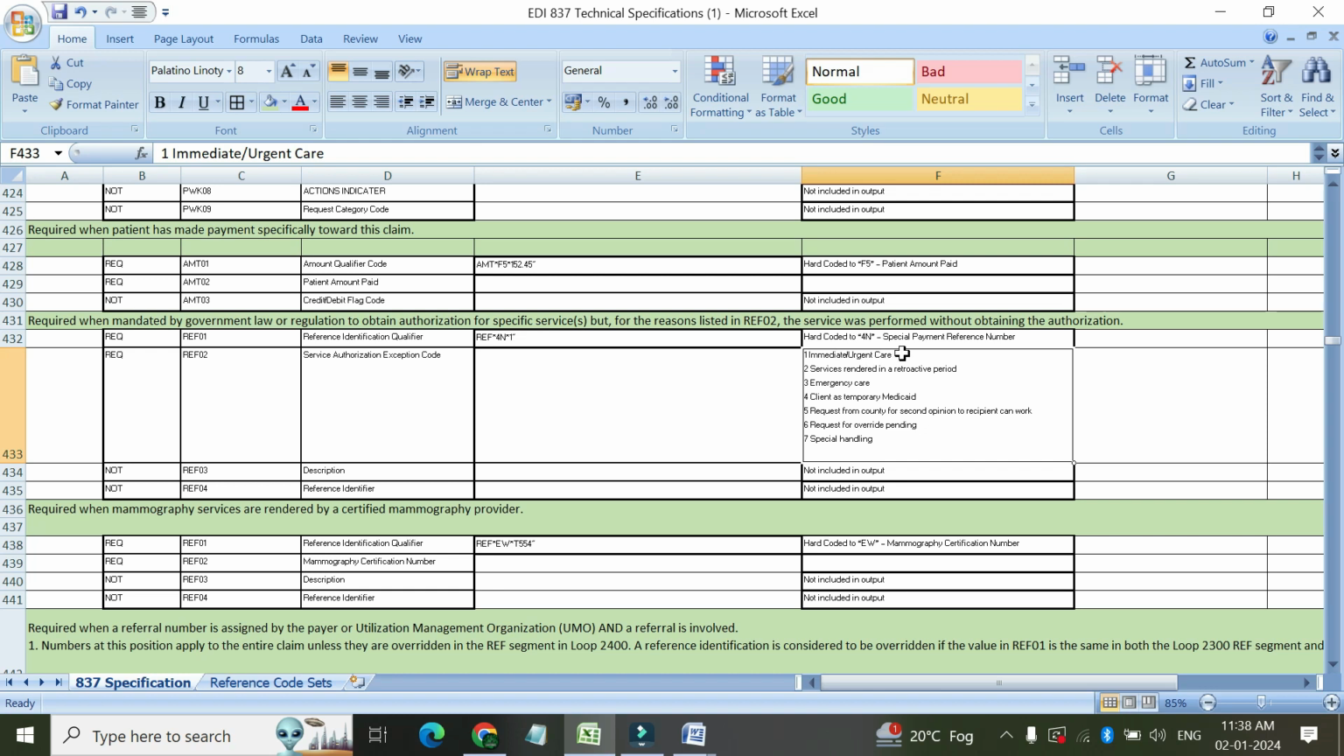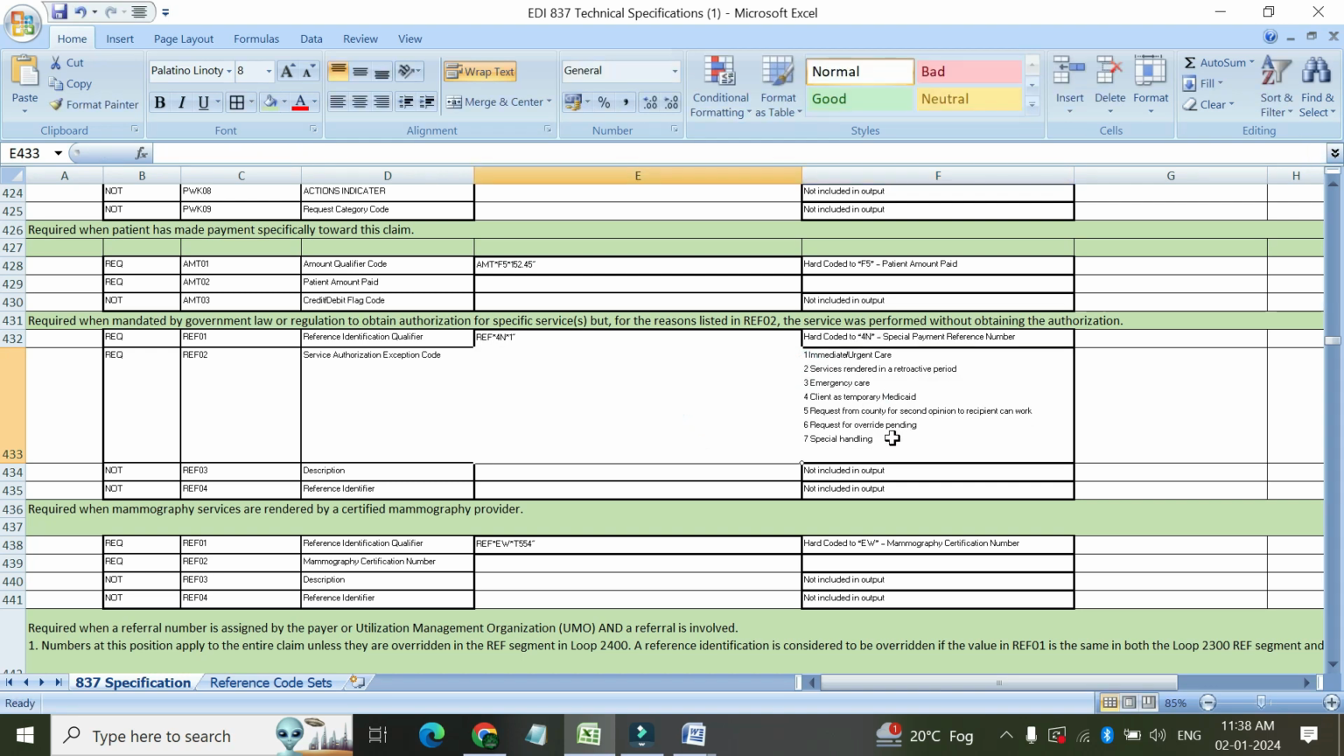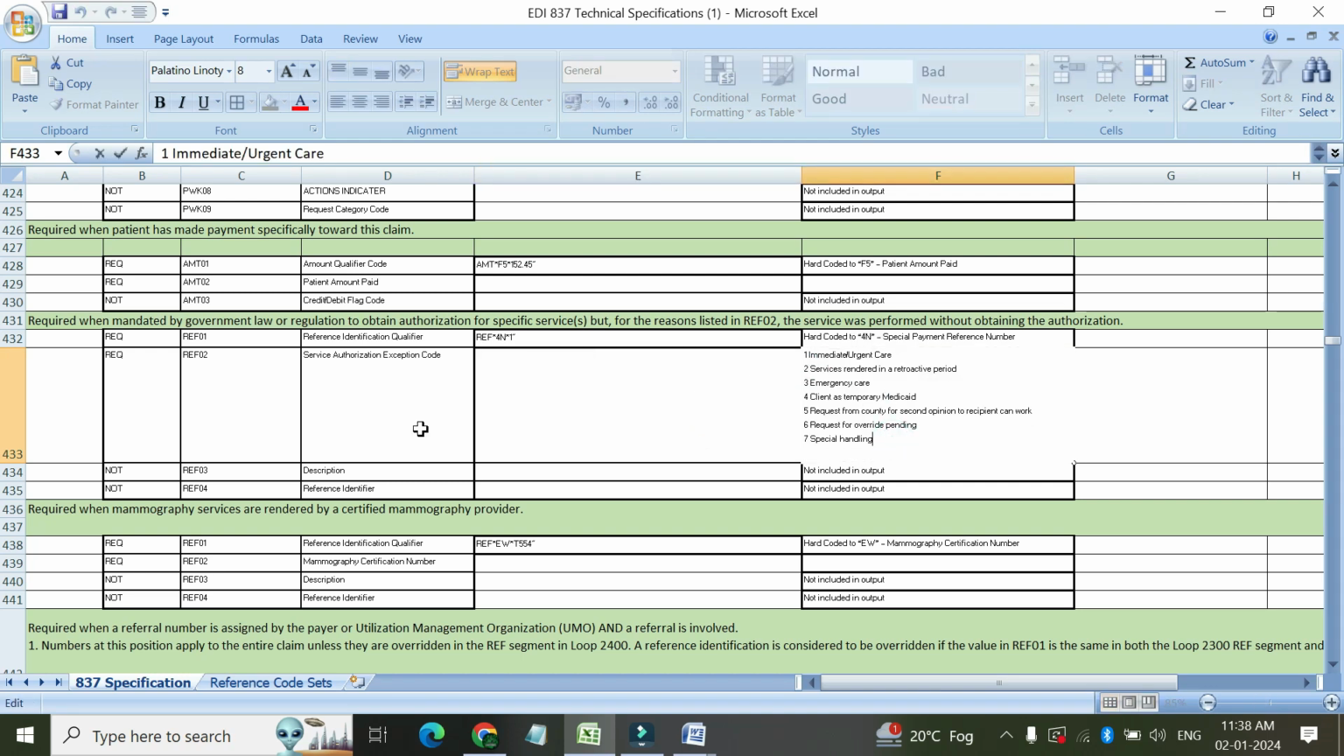So basically, whatever procedure was done, that was urgent and there was no time to obtain the authorization, and that's the reason this was done without the authorization. And similarly there are other codes. You can go through it, you can pause the video and see what all other codes are there.